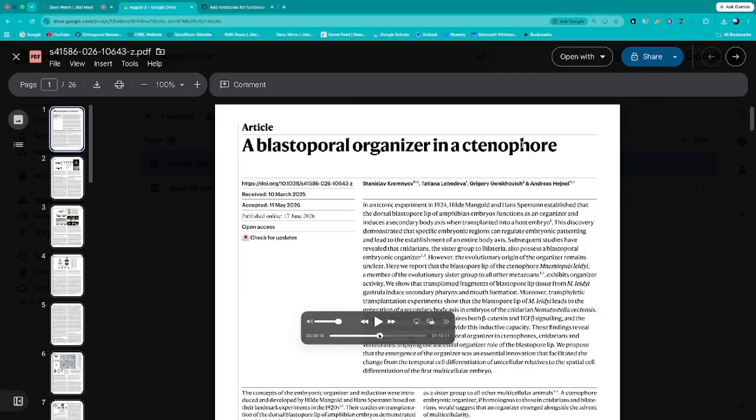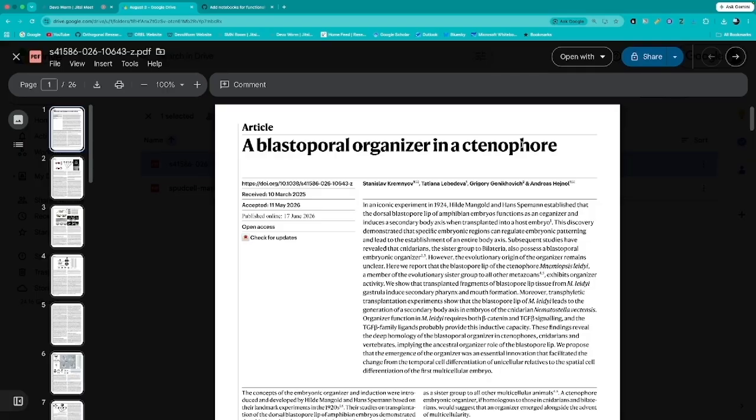All right. So then the next paper we talked about in DevoWorm was this blastoporal organizer in a ctenophore. And so this is reflecting back on some of the very early developmental biology experiments where they discovered something called the organizer. And so this is a chemical gradient, or a set of chemicals, that organizes axial order. So instead of having just kind of a mass of cells, you start to get axial order from those cells. And this is done through this organizer.